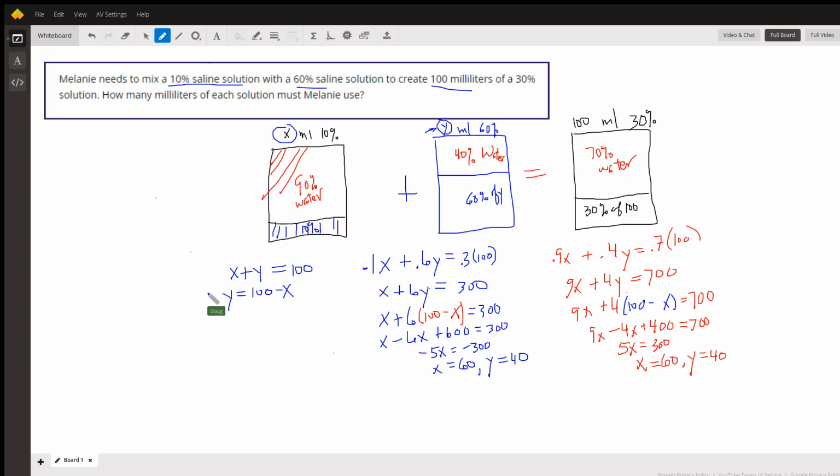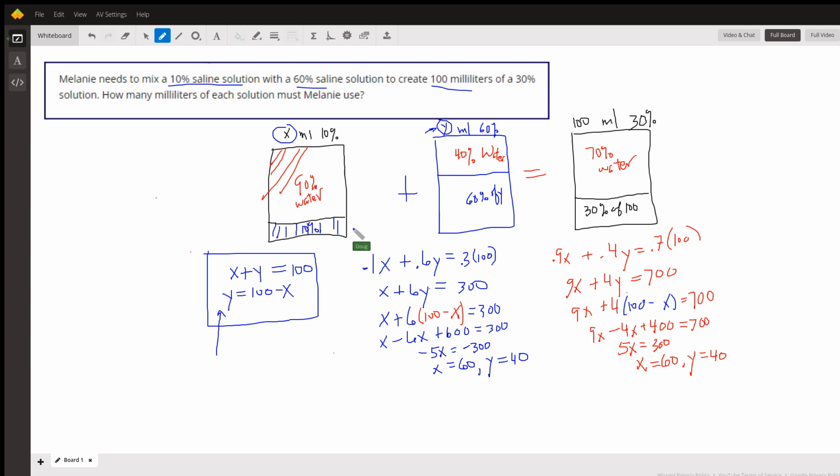So one of the key equations that we're going to come up with is that X plus Y has to equal 100, because we want to end up with 100 milliliters of solution. We'll see that we're going to use the substitution method later, so I solved this equation for Y in terms of X. And now here's the idea.